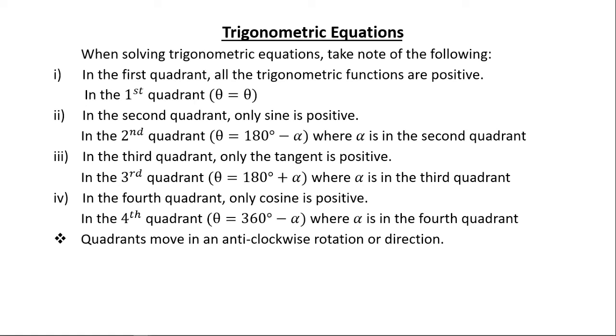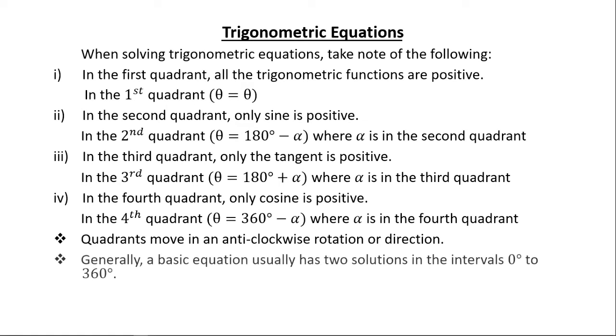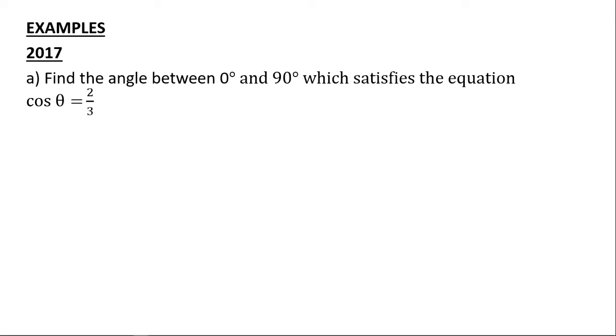Quadrants move in an anticlockwise rotation or direction. Generally, a basic equation usually has two solutions in the interval 0 degrees to 360 degrees. We look at some examples. 2017. Find the angle between 0 degrees and 90 degrees which satisfies the equation cos theta equals 2/3.